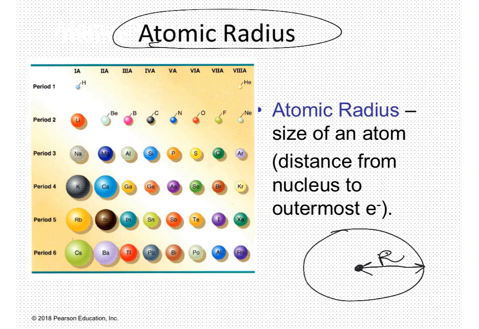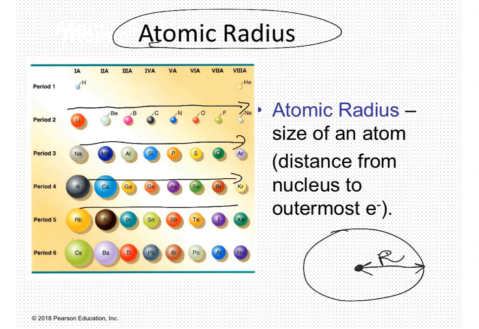Look at any period at what happens to the size of the elements in that period. All right, and then look down a group and look at what happens to the size. See if you can think of any explanation you could use for why these trends exist as they do. And then we'll discuss that in the next slide.